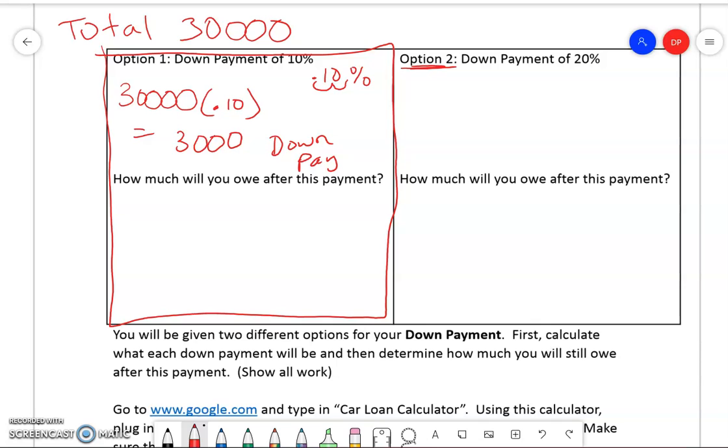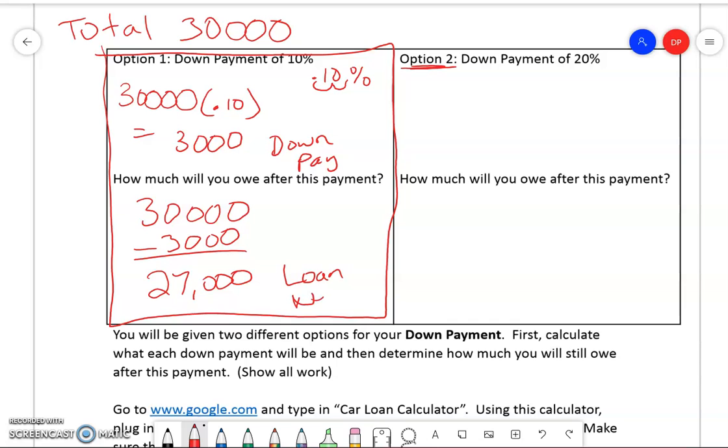So how much will I still owe after this down payment? Down payment makes my amount owed go down. So I'm going to owe less for my loan, or I'll have to take out a smaller loan. So it's just that $30,000 minus $3,000. So I will end up having to take out a $27,000 loan. Again, your numbers are going to be different, but that's the loan that I will need for this car in option 1.